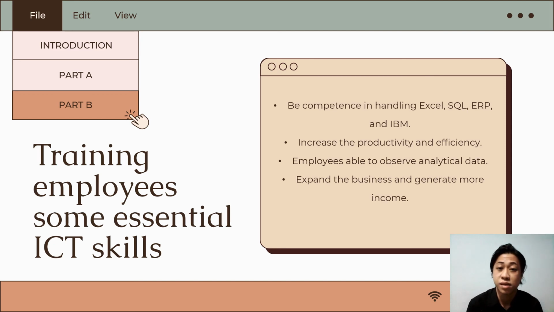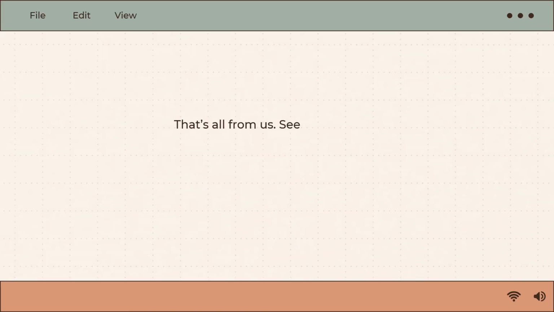Employees are able to observe important analytical data, and from the data, the employee can assess the situation better and make a solid decision to minimize expense while increasing the profit. Hence, the management can expand their business and generate more income in the future.